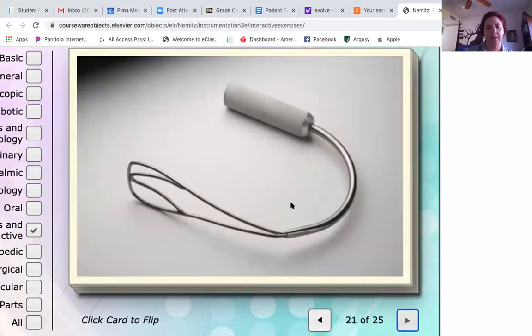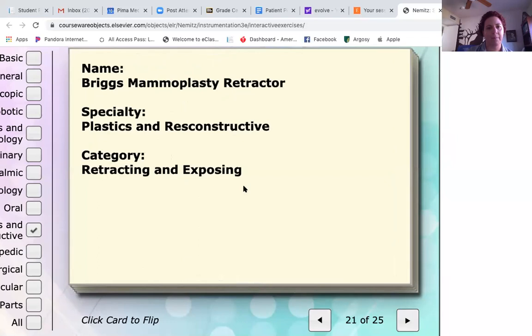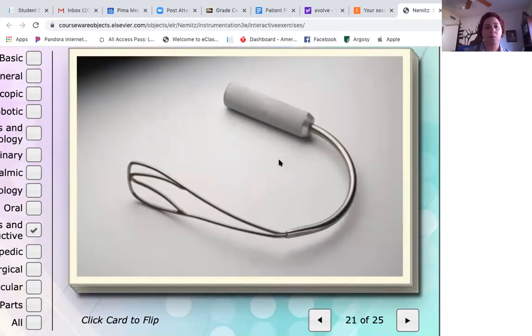This is called a mammoplasty retractor. This is actually also really helpful when we're doing augmentations. So breast augmentations. One of the things that they're gonna do with a breast augmentation is create a pocket to receive the implant. And so this is a good retractor for that.